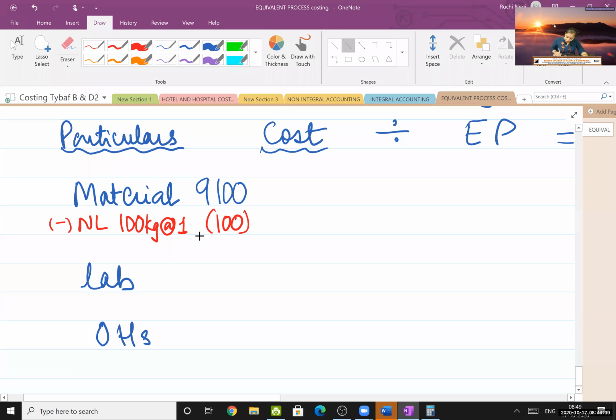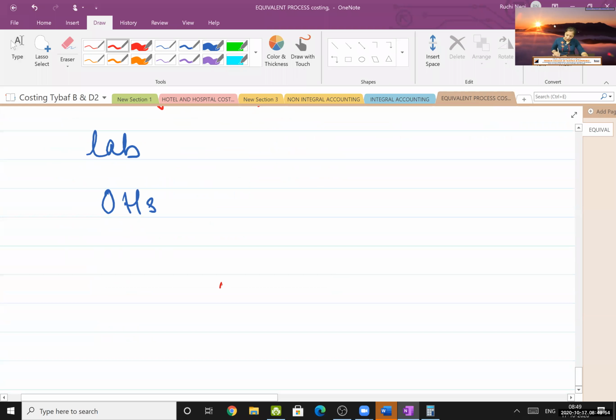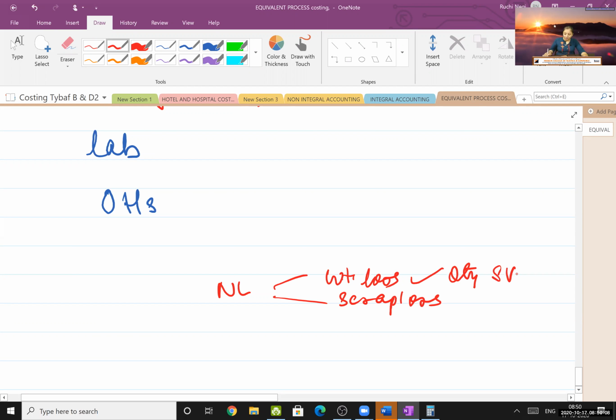Okay, so what was my cost? There are two types of normal loss that you have done in your lower semesters. If you remember, one example which I just gave was weight loss, loss in weight, and one is a scrap loss. The first one is loss in quantity and it is not saleable. It doesn't have a saleable value or a scrap value. But in the second case, it can be quantified plus it is saleable. It has a scrap value.